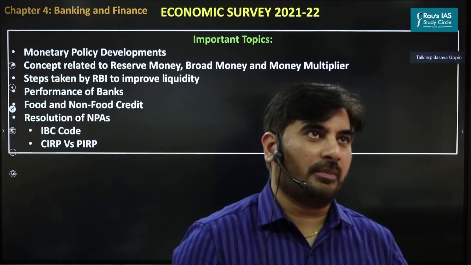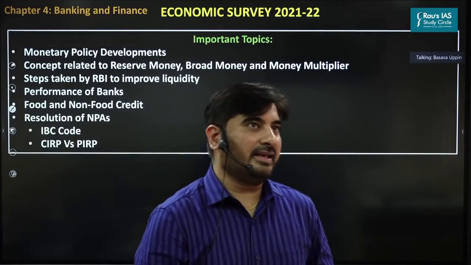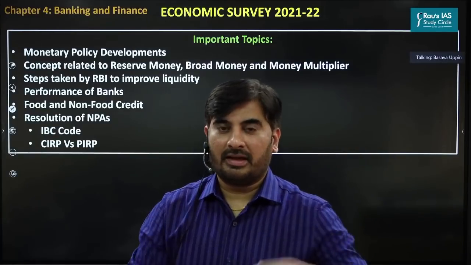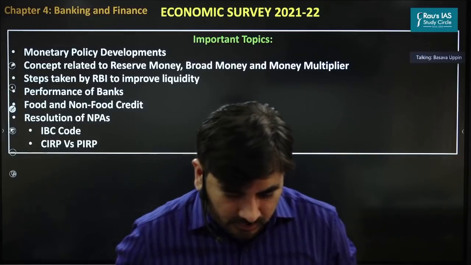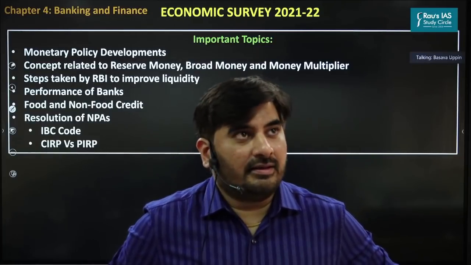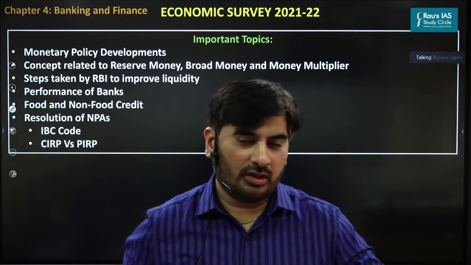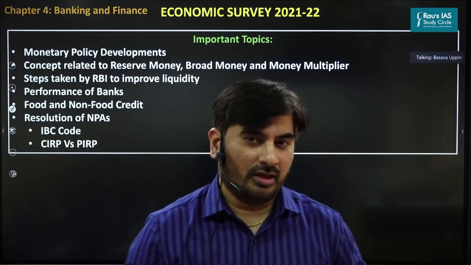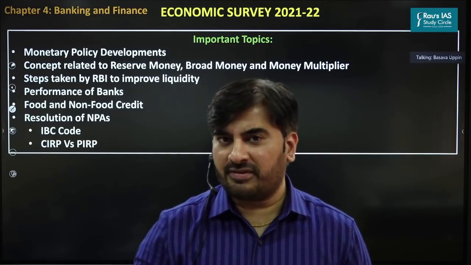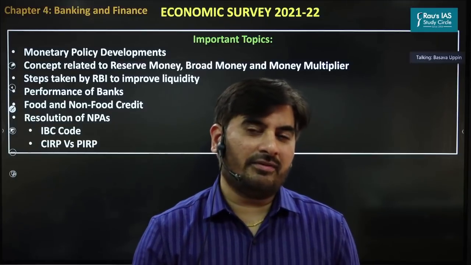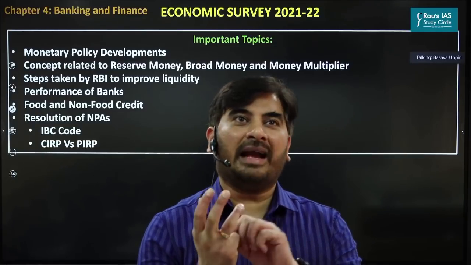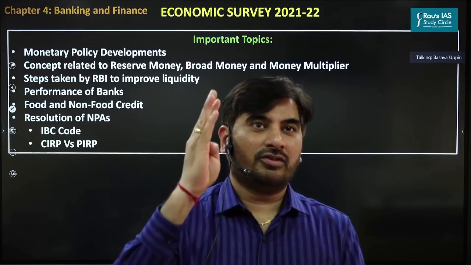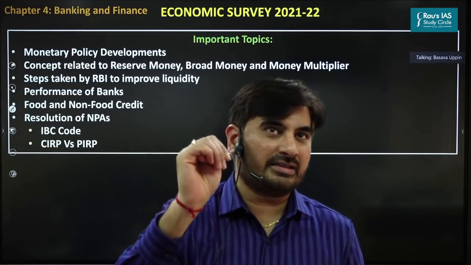Now coming to the next topic, next chapter, that is banking and finance. Another interesting chapter. As far as this chapter is concerned, if you correlate with your UPSC prelims examination, we have seen that in UPSC prelims, maximum weightage has been given to chapters or themes, that is banking and finance, inflation, taxation, and external sector. So these are the 4 themes which have been getting the maximum weightage.